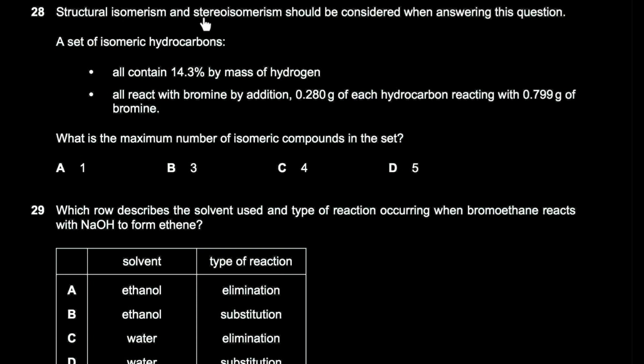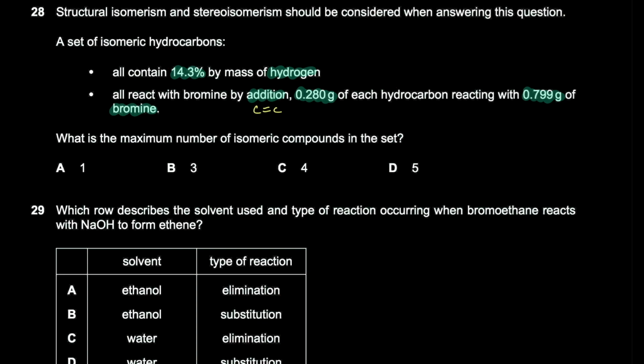Structural isomerism and stereoisomerism should be considered when answering this question. A set of isomeric hydrocarbons all contain 14.3% by mass of hydrogen. All react with bromine by addition, that means they all have a carbon-carbon double bond. 0.28 grams of each hydrocarbon react with 0.799 grams of bromine. What is the maximum number of isomeric compounds in the set?